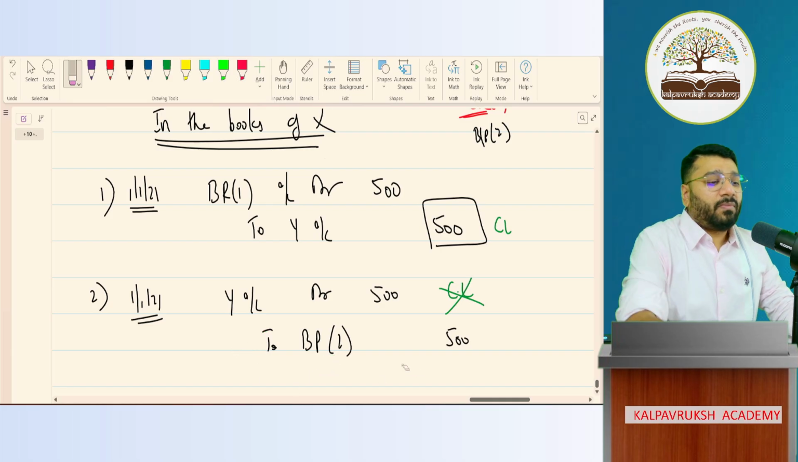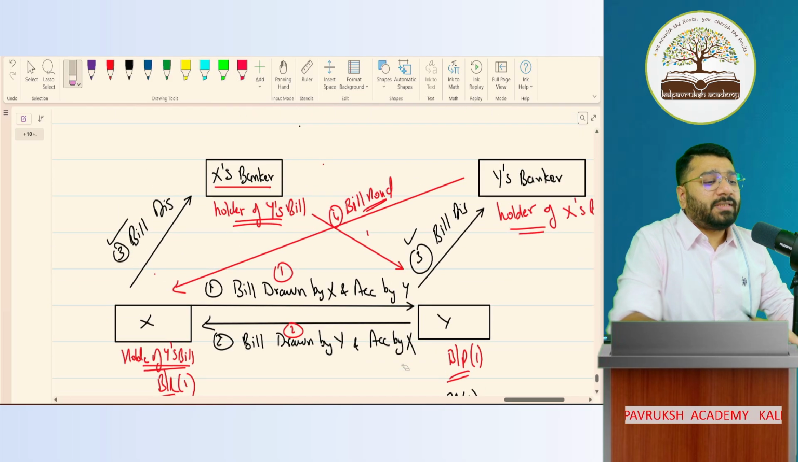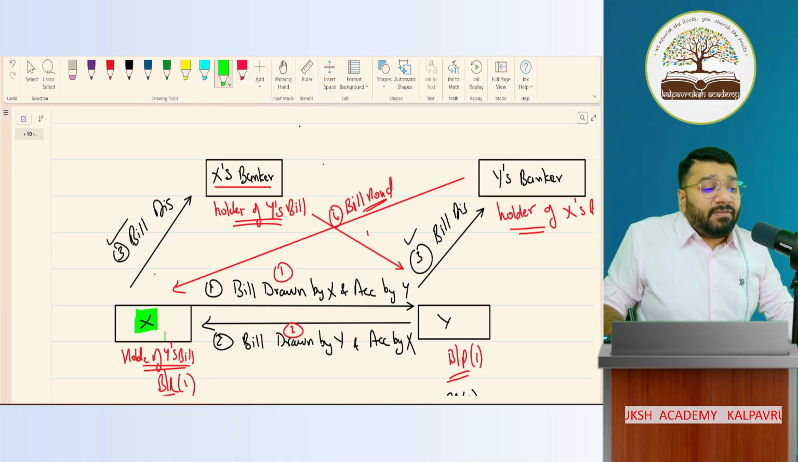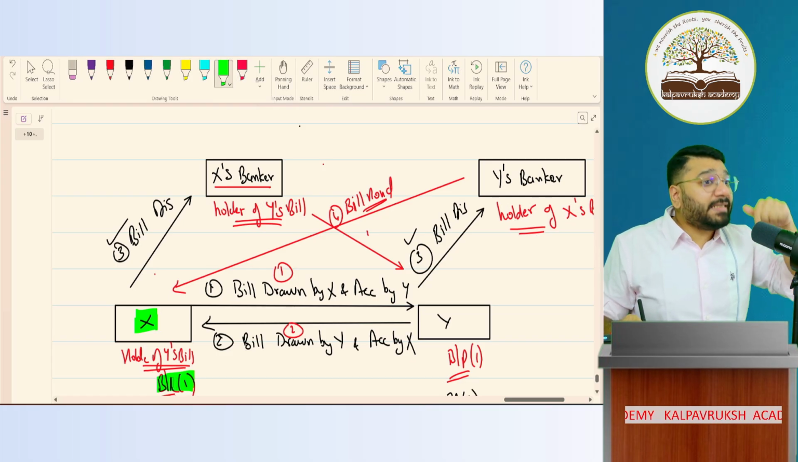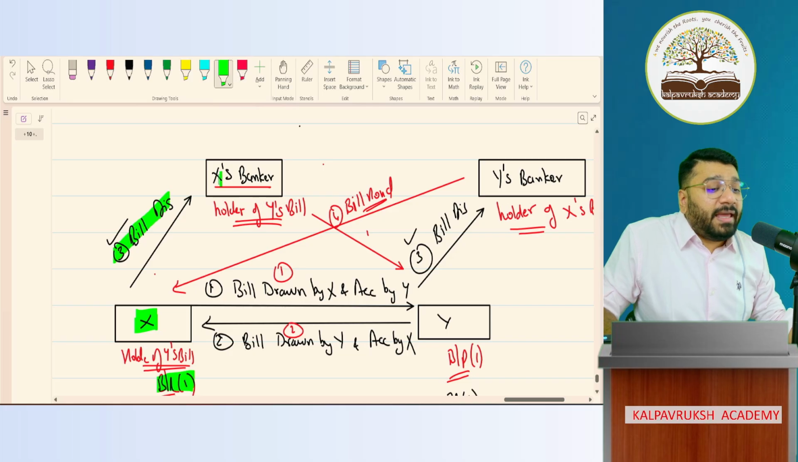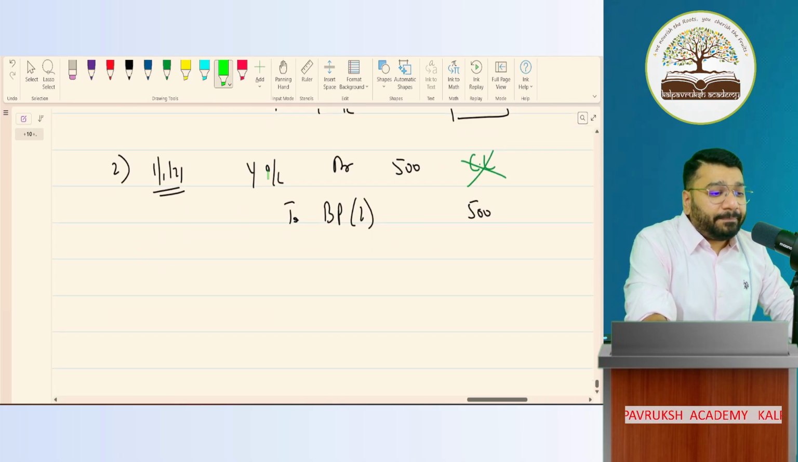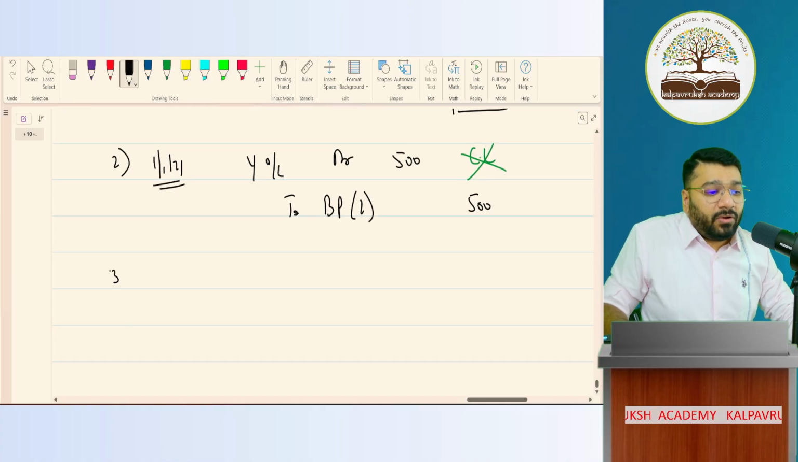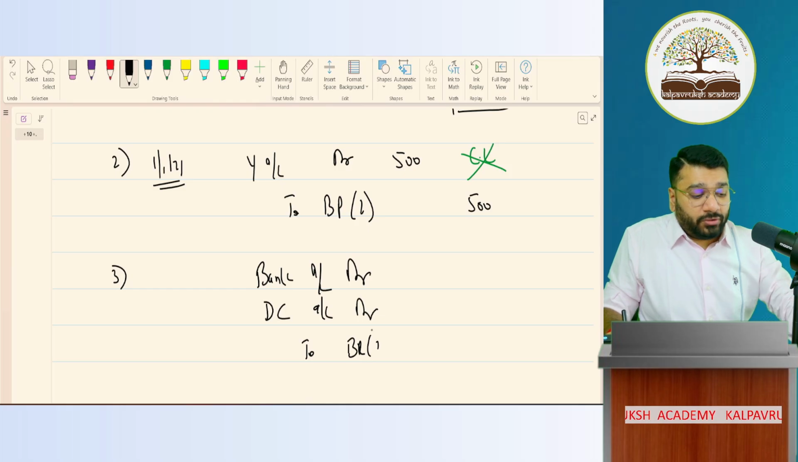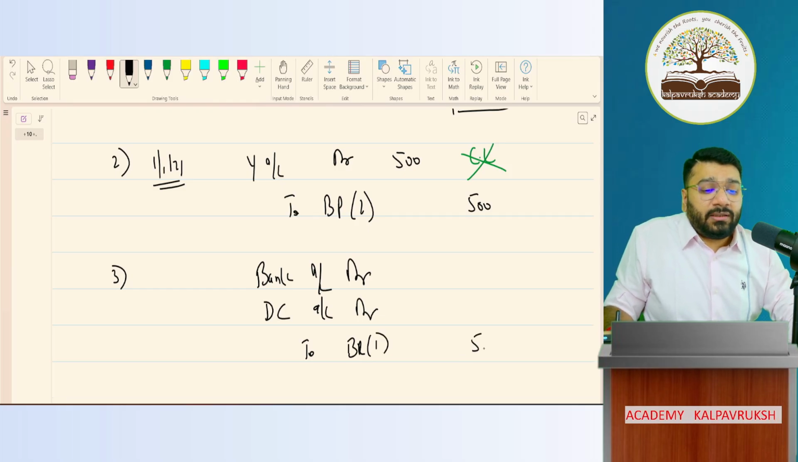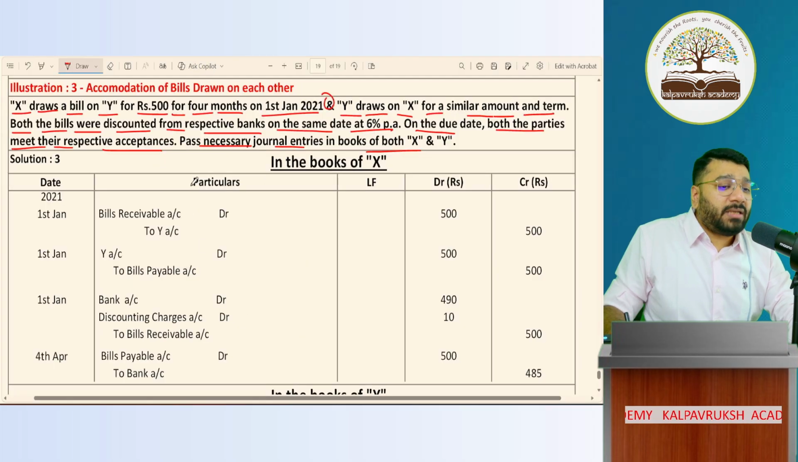Now, first two transactions over. What is the third transaction? X is having one BR and one BP. Can I discount BP? No, I will discount BR. So BR is discounted with X's banker. So what is the discounting entry? Very good. Bank account debit. Discounting charges account debit. To Y, sir, BR1, because that is going out. The bill which is going out is worth 500. How much is discounting charges?